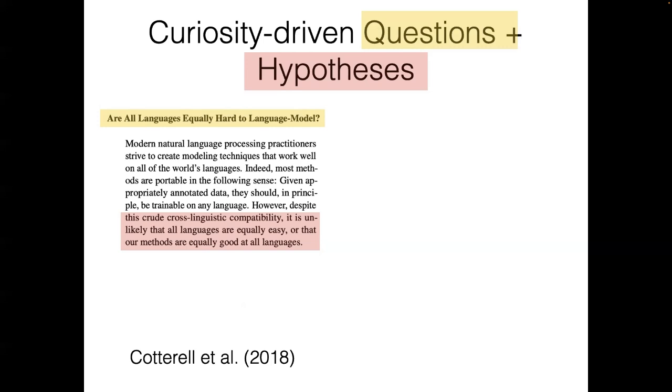Then if you look at the text here in red, that is their underlying hypothesis. It says, despite this crude cross-linguistic compatibility, it is unlikely that all languages are equally easy or that our methods are equally good at all languages. So this is their hypothesis, and then they have to come up with some experiments that test this and demonstrate this for the current methods at least.